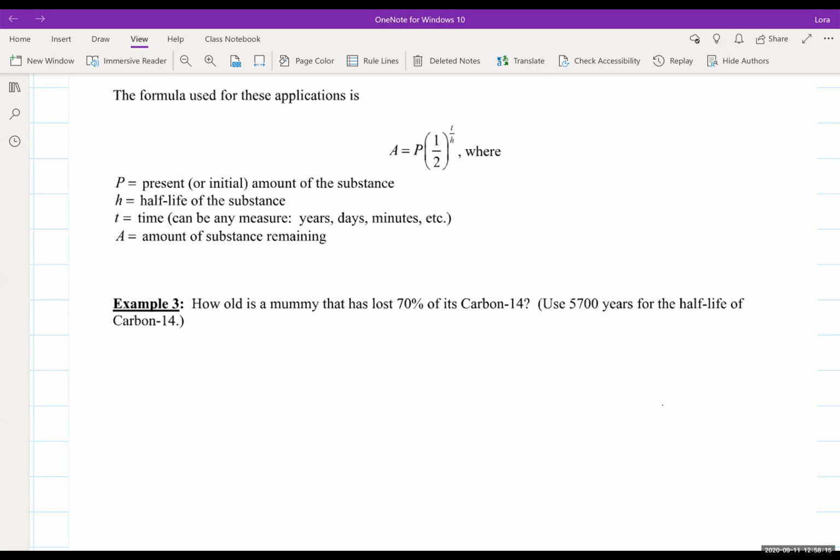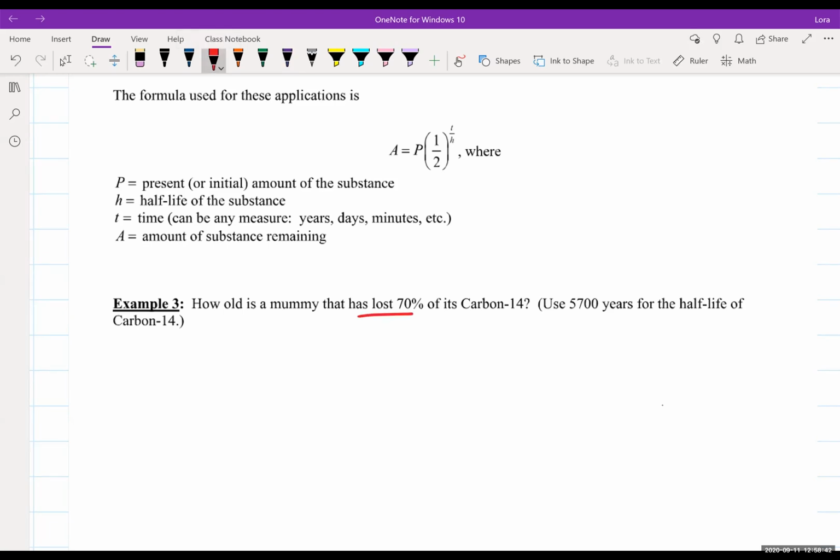And we want to know how old is a mummy that has lost 70% of its carbon-14. For now, we're using 5,700 years for the half-life, although it is slightly different. But for the purposes of this course, we'll keep it at 5,700. So the main thing for this type of problem is to remember that they're telling us that the mummy has lost 70% of its carbon-14.